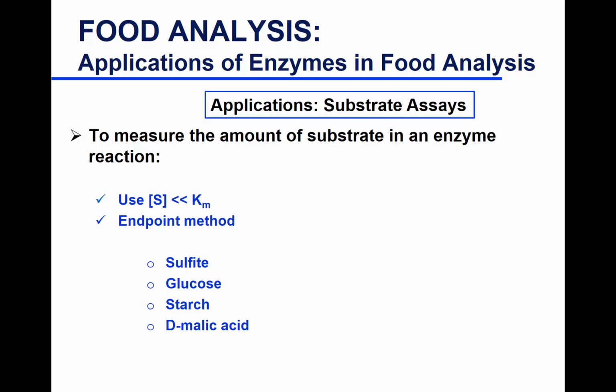D-malic acid, so if you have apple juice and you have a government check, they want to make sure that your apple juice is authentic and doesn't have any synthetic products, they would measure D-malic acid because the natural organic acid in apple juice is L-malic acid. So presence of D-malic acid will indicate presence of synthetic product in your apple juice.